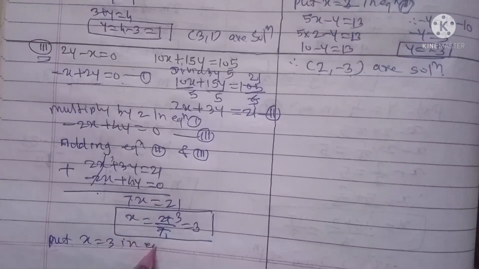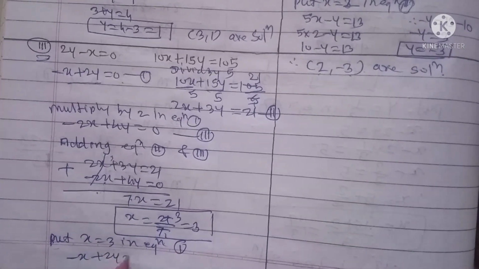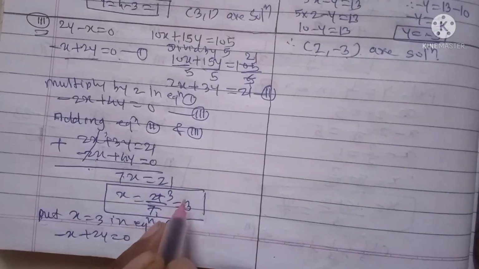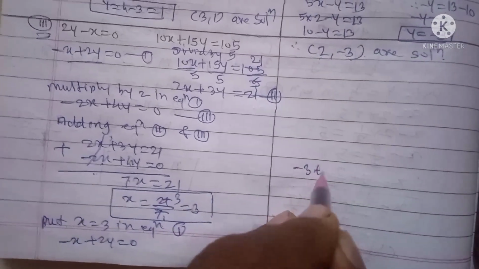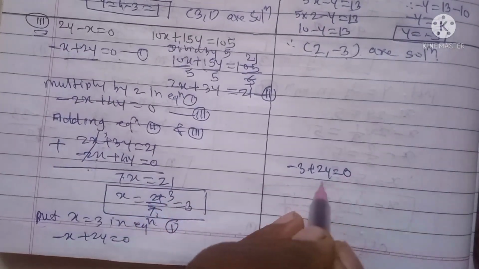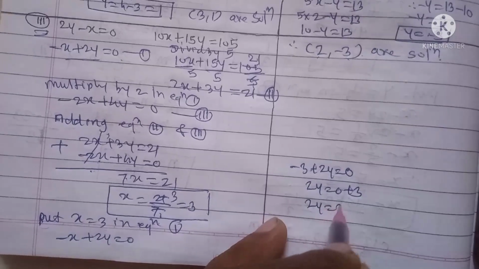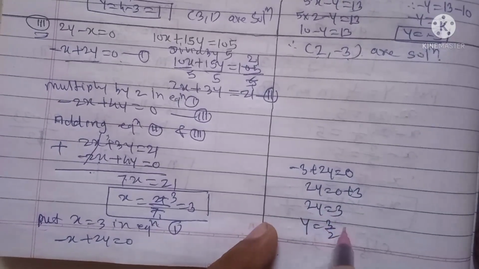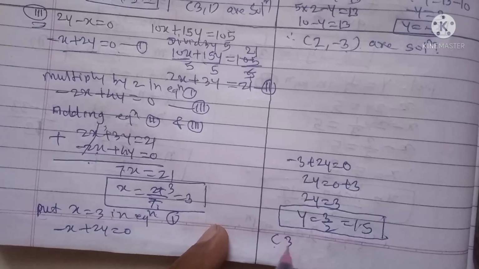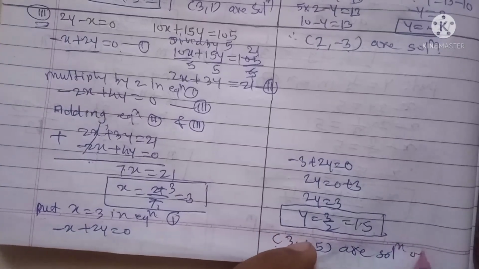Put y is equal to 3 in equation first, minus x plus 2y equal to 0. So we get, y value 3, minus x plus 6 equal to 0. Taking 6 to the other side, minus x is equal to minus 6, so x is equal to 6. So 6 and 3 are the solution of this equation.